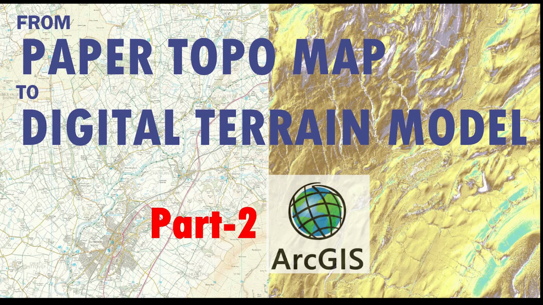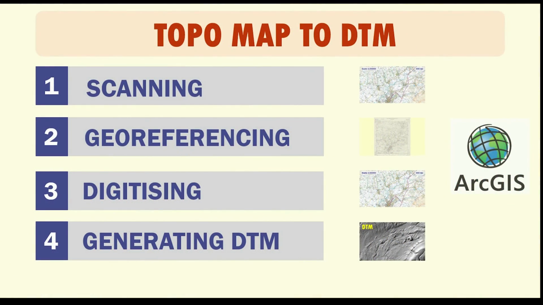It is very important to watch part 1. In part 1 I covered the main stages for converting a paper map into a digital terrain model, and these are the stages that I explained. So we will start from scanning, and then we will do georeferencing and digitizing the contour lines, and finally we are going to generate the final DTM. So if you haven't watched that yet, please do watch part 1 so that you will have a good understanding about the whole process from A to Z. So let's get into it.